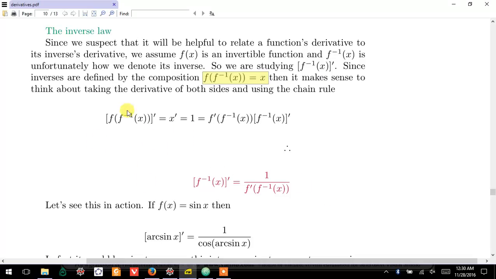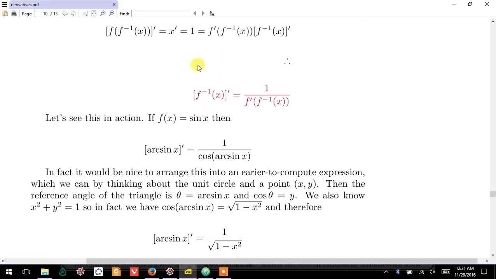If we take the derivative of both sides, then especially the derivative of x is obviously equal to 1, and the derivative of this part is given by the chain rule, so that I take the derivative of the outer function, plug in the original inner function, and multiply by the derivative of the inner function. Hey, this last part is exactly what we're asking about. It's what we're trying to find. So we solve for it. And we solve for it just by dividing this junk to the other side underneath 1. And there we have it, the inverse law for derivatives.